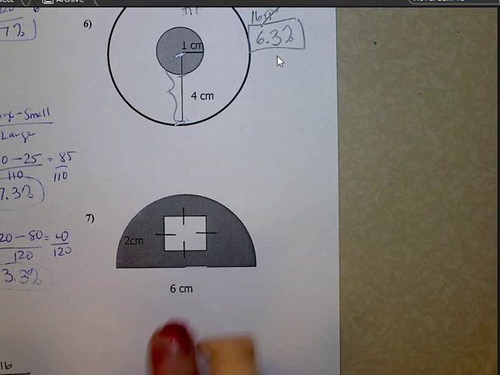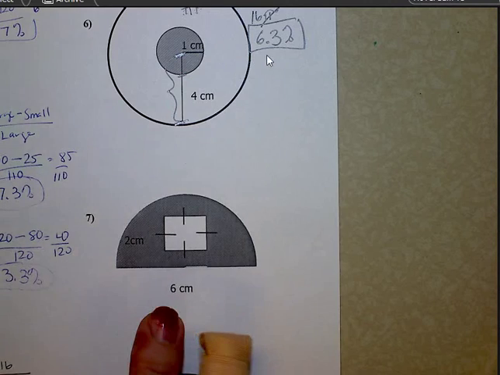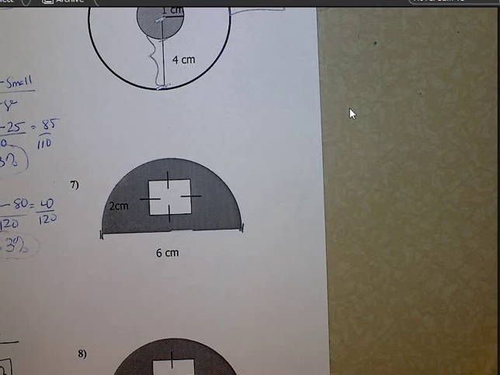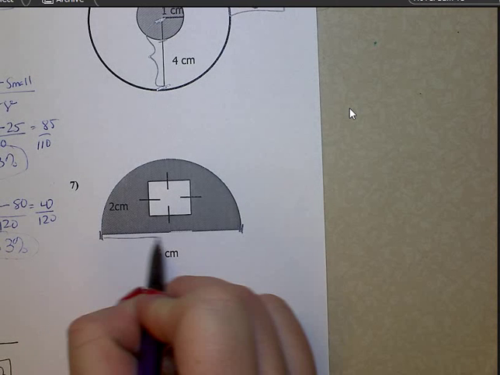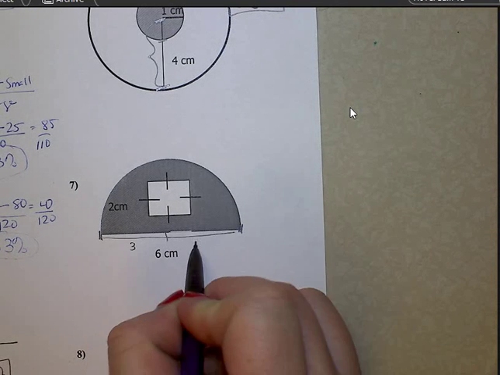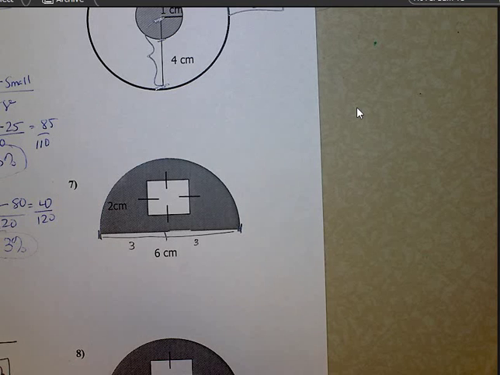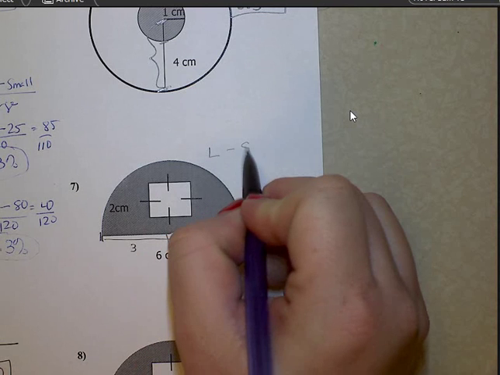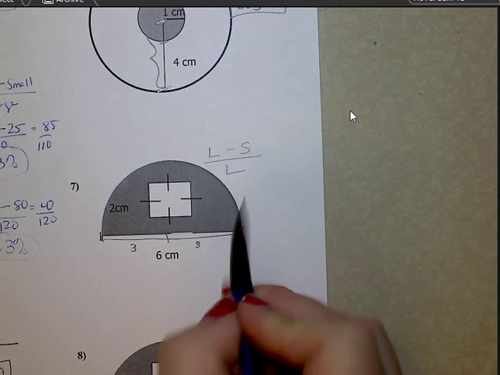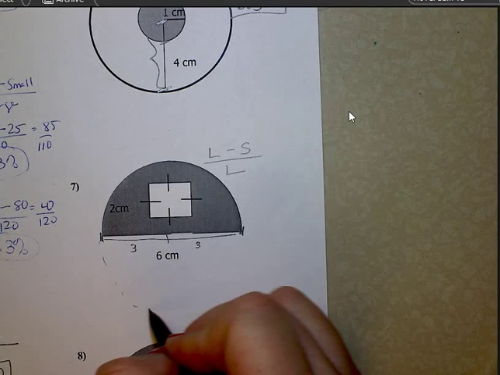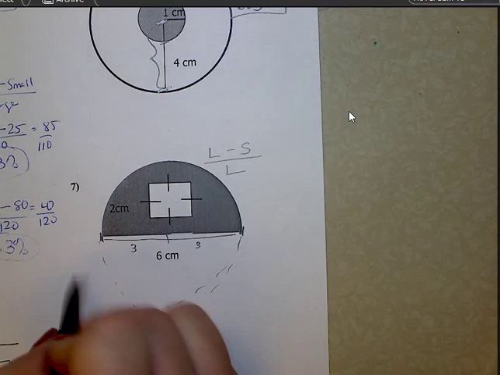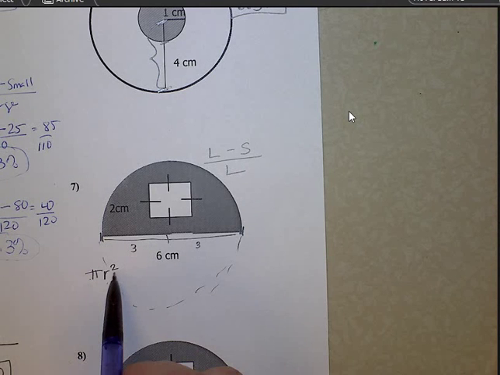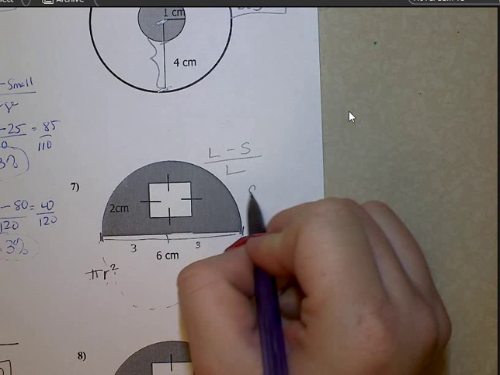Moving on to number 7, working with semicircles. Semicircle is half of a circle. From here to here is a distance of 6. That means the semicircle has a radius of 3. Notice that the outside is shaded, so we're going to do large subtract small divided by large. So this large region, if we think of it just as a circle, again, it's pi r squared. So pi times 3 squared, or also 9 pi.